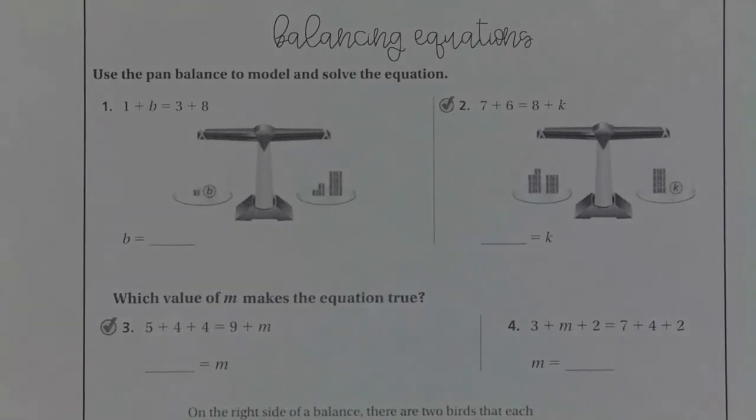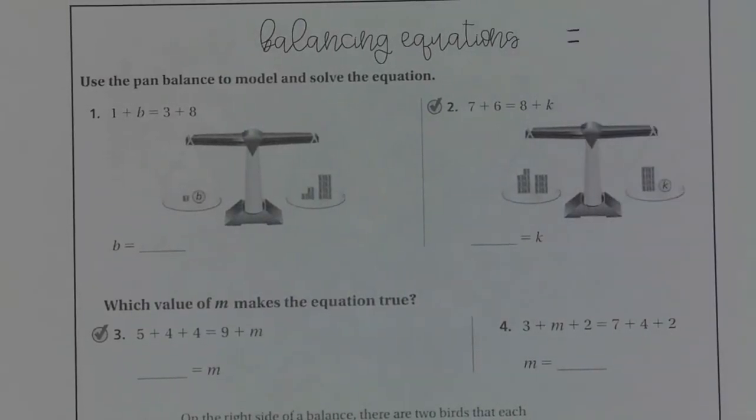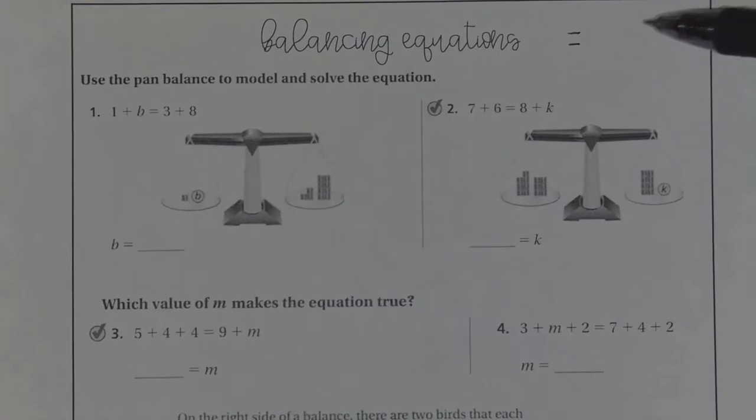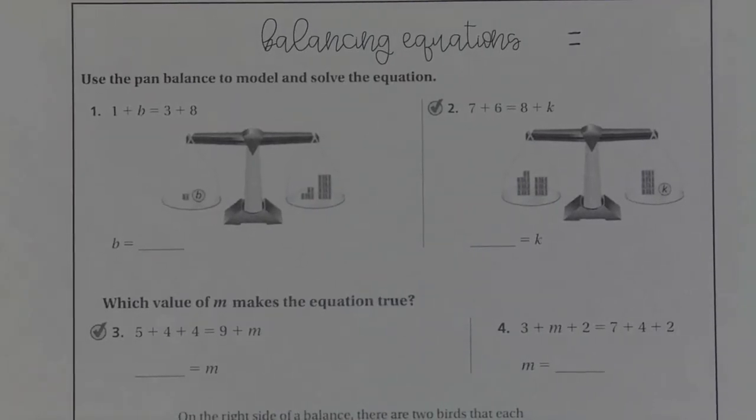All right, so let's talk about balancing equations. And just a recap from our previous video, an equation is a mathematical sentence that shows two equivalent expressions, which all that means is an equation has to have an equal sign, and whatever is on the left has to equal whatever is on the right. So we can use pictures to do this.